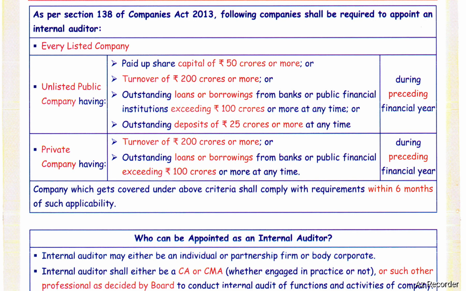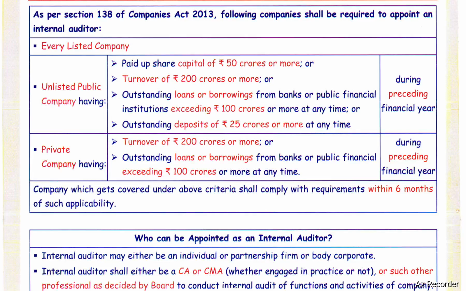In an ascending order: first 25 crores, next 50 crores, next 100 crores, next 200 crores. 25 crores, deposits; 50 crores, paid up share capital; 100 crores, borrowings; 200, turnover during the preceding financial year should be checked.